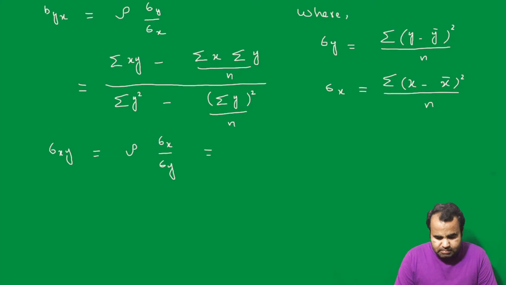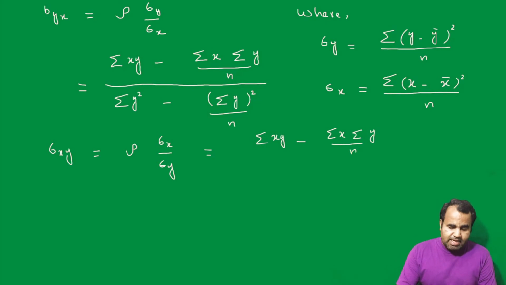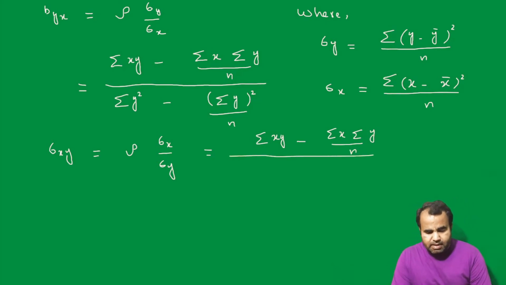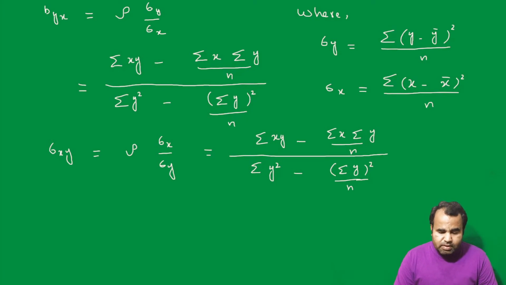Similarly, let me write bxy, which is equal to rho sigma x divided by sigma y, which is equal to summation xy minus summation x and summation y divided by n, and divided by summation y square minus summation y whole square divided by n. So these are byx and bxy. It looks like sigma xy, but remember that it is bxy. These byx and bxy are the regression coefficients.